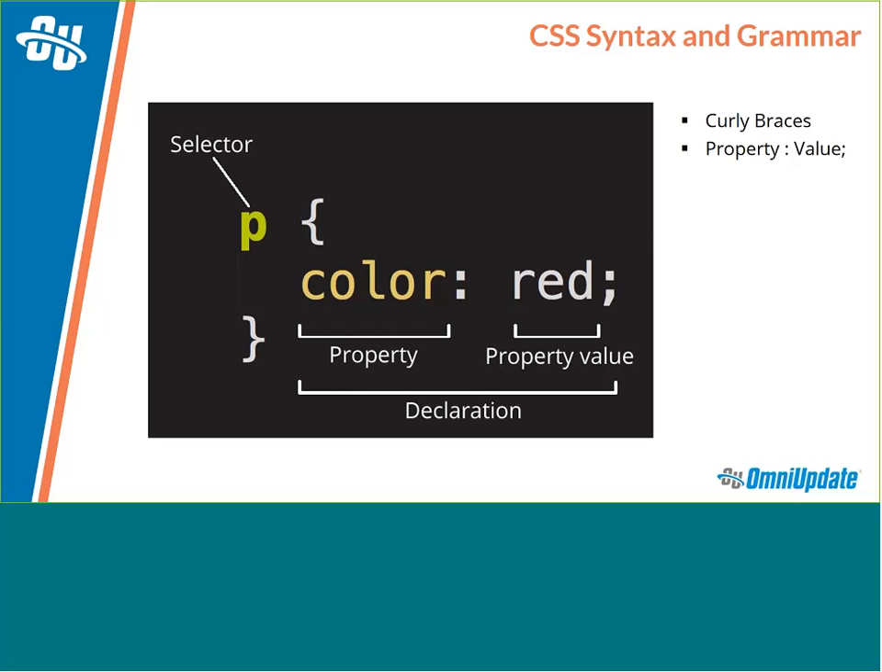And here's the basic rules on the right. Curly braces, very important here. And then each property has a property name on the left, followed by a colon, and then a value, and then a semicolon. So that is one rule block there.